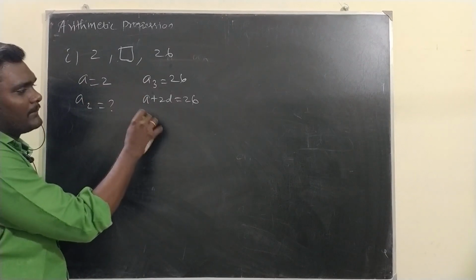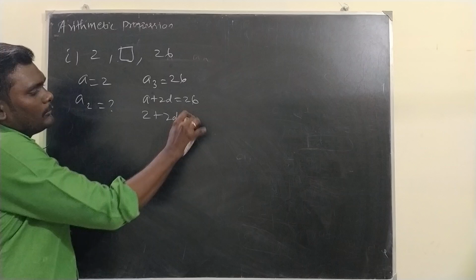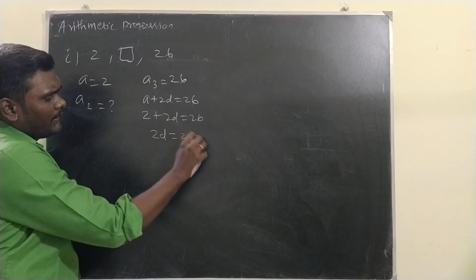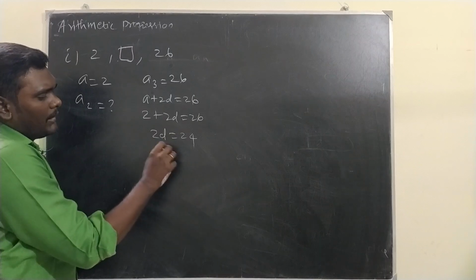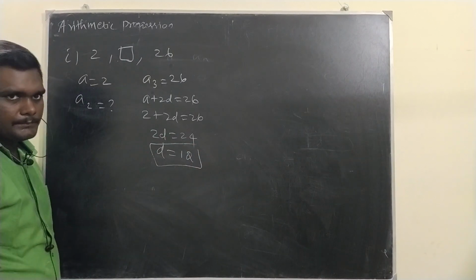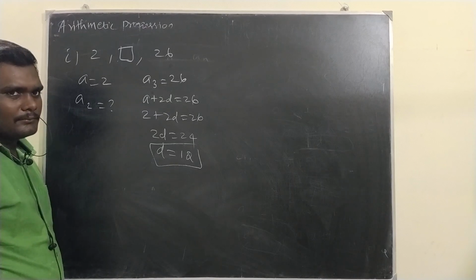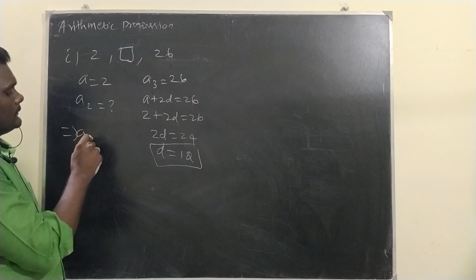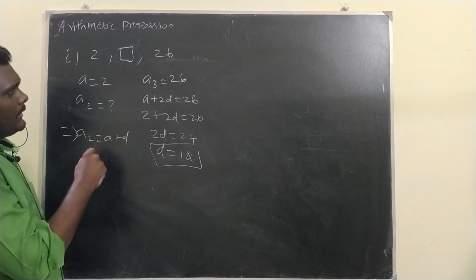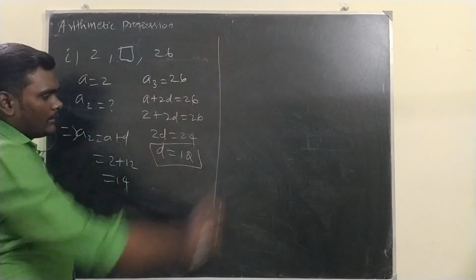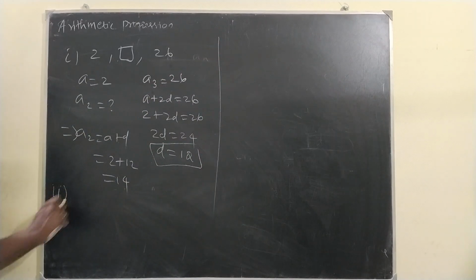Then you substitute A here. 2 plus 2D is equal to 26, and then 2D is equal to 24. D is equal to 12. Okay, so D is equal to 12. Now A2, how do you find it? A plus D. A we already know, so it is 14. First question over. Then the second subdivision.